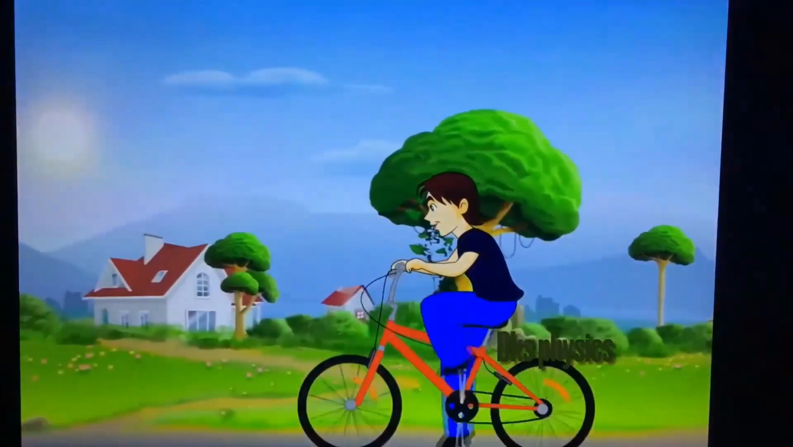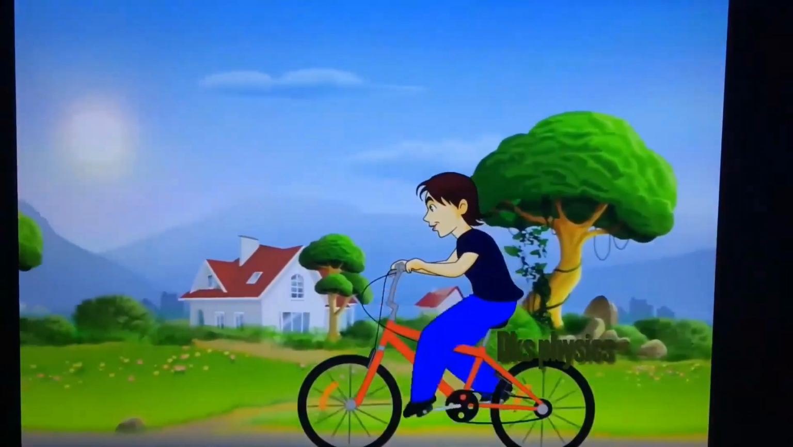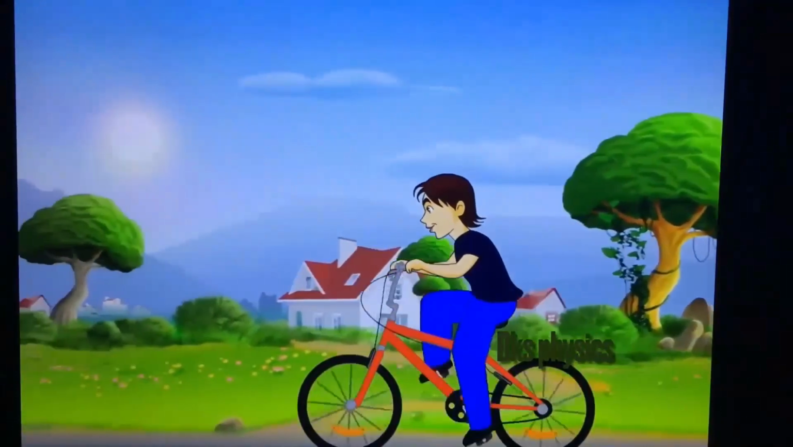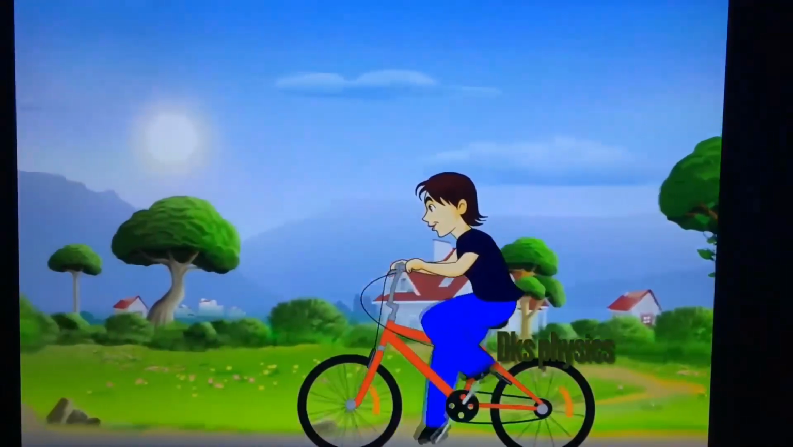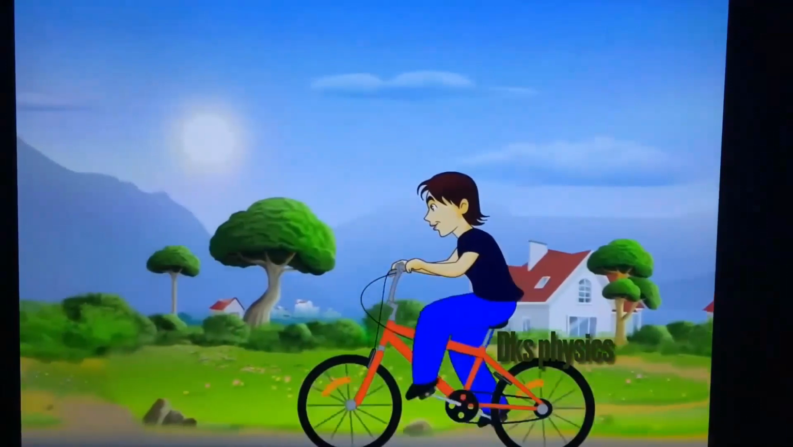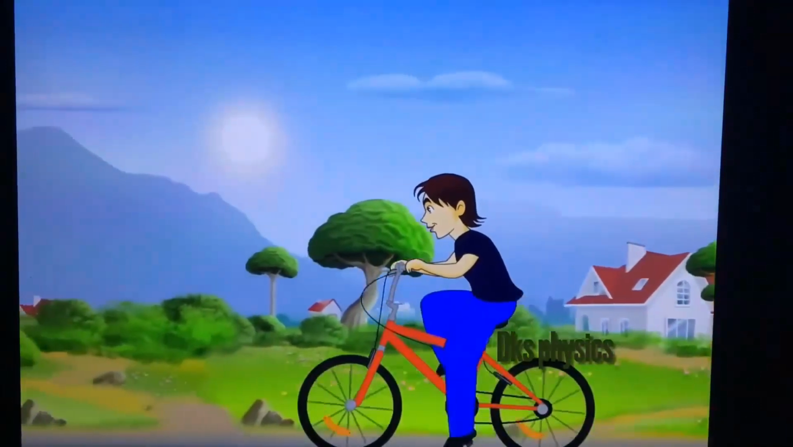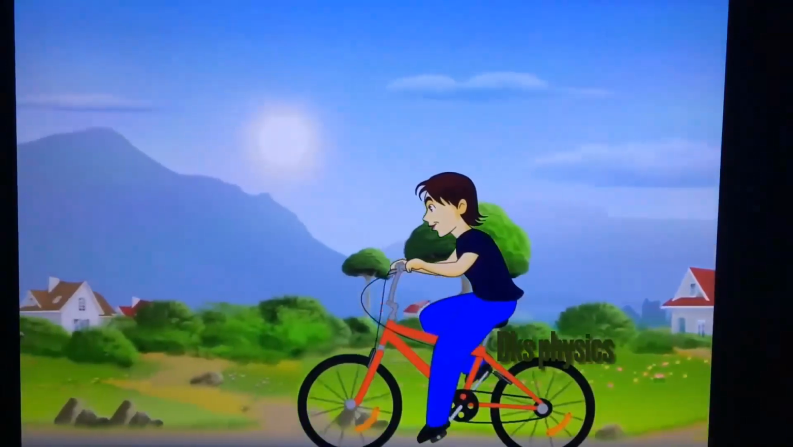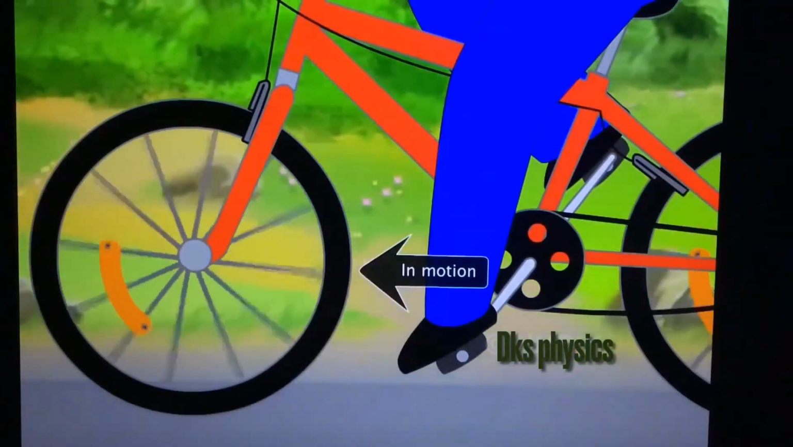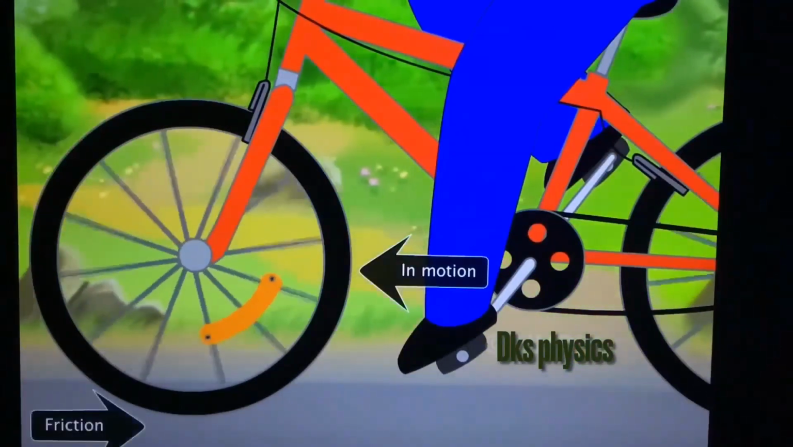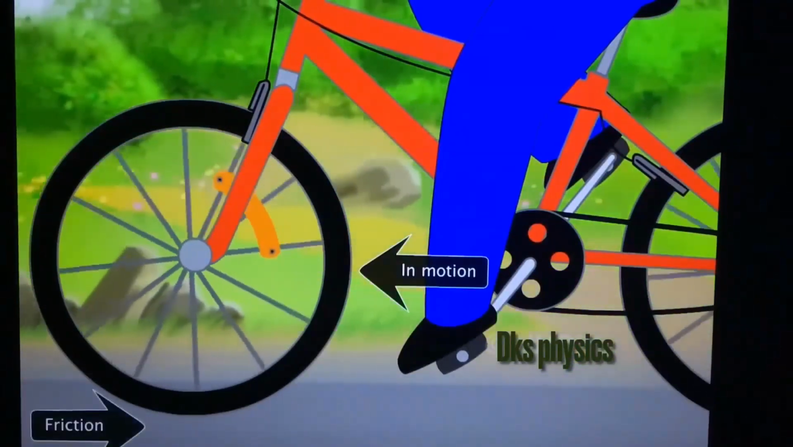Similarly, if an object is in motion, it continues to maintain the same speed and direction of motion unless acted upon by a force. When the bicyclist stopped pedaling, the bicycle continued to move due to inertia. The bicycle moved until the force of friction stopped it.